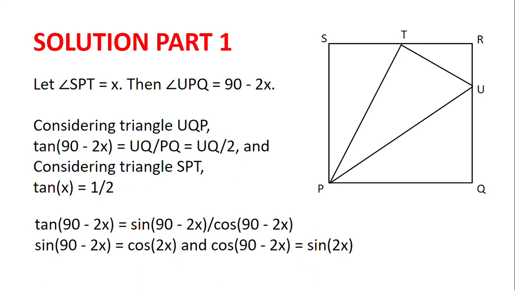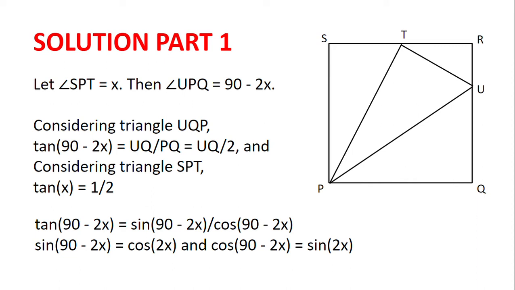So let angle SPT be x. Then angle UPQ is 90 minus 2x. Considering the triangle UQP, tan of 90 minus 2x is UQ divided by PQ, which is UQ divided by 2. And now considering triangle SPT, tan x is ST divided by SP, which is a half.